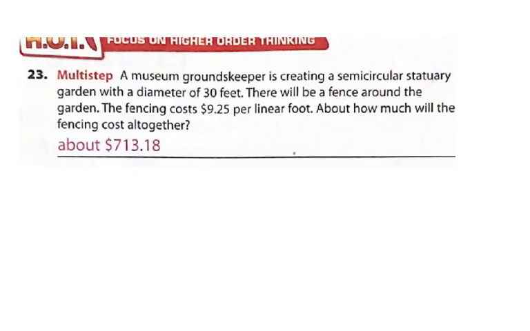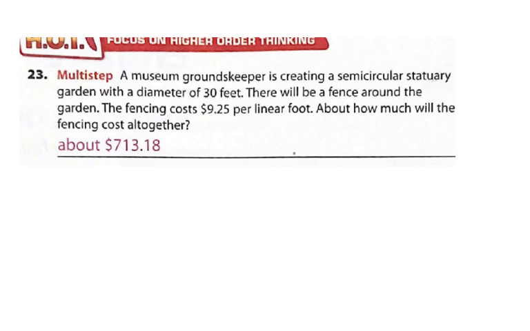Okay, let's look at this word problem. A museum groundskeeper is creating a semicircular statuary garden with a diameter of 30 feet. There will be a fence around the garden. The fencing costs $9.25 per linear foot. About how much will the fencing cost altogether?